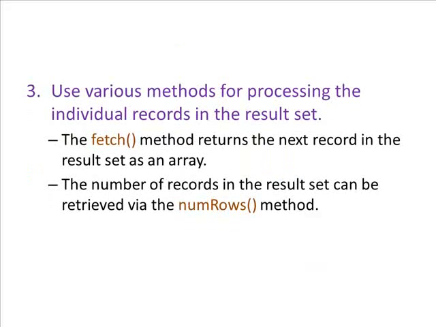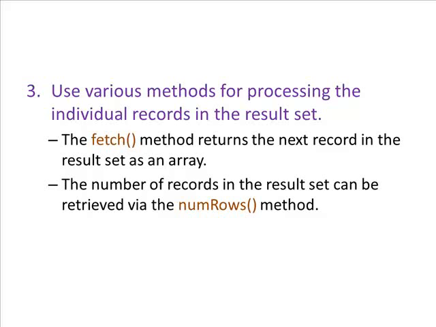Use various methods for processing the individual records in the result set. If, on the other hand, the query is successful and returns one or more records, the return value of the query method is another object. This one is an instance of the SQLite result class. The object represents the result set returned by the query and exposes various methods for processing the individual records in the result set.